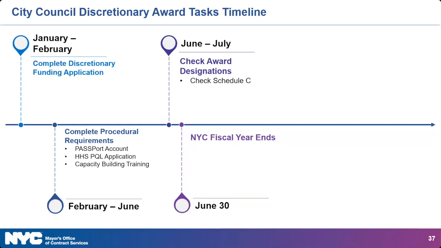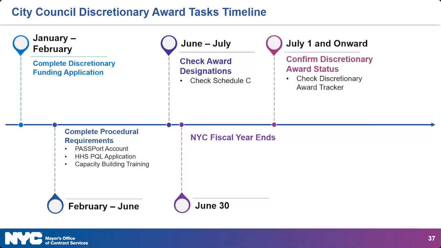Schedule C information comes out near the turn of the city's fiscal year, June or July. Once you've completed the procedural requirements, keep watch for award clearance news. Continue monitoring the discretionary award tracker. The discretionary award tracker is updated about every 6 weeks. It can help you see what to do next.